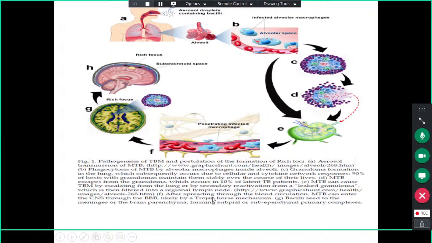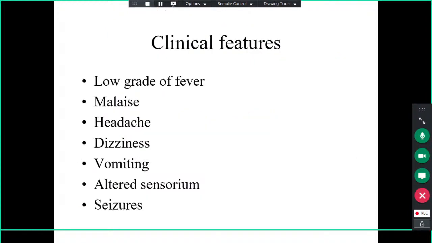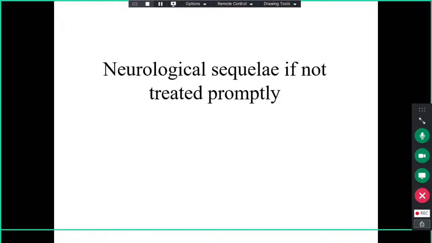So that way a person can get meningitis, and will have low grade fever, malaise, headache, dizziness, vomiting, or altered sensorium. This you can get in any chronic meningitis, but low grade fever also. And the problem with tuberculosis is that the person can get neurological sequelae if they are not treated properly.